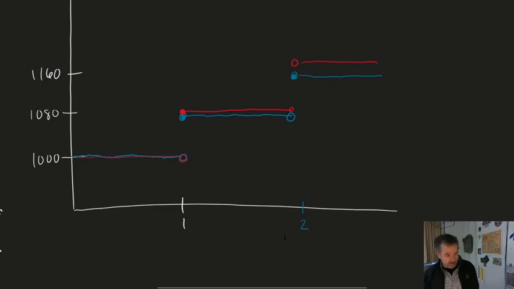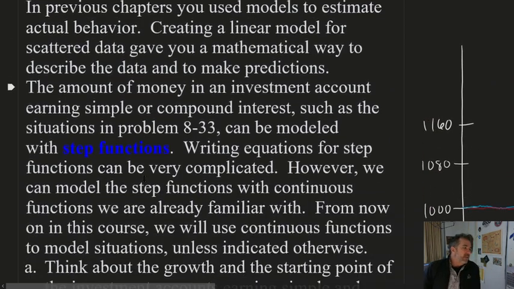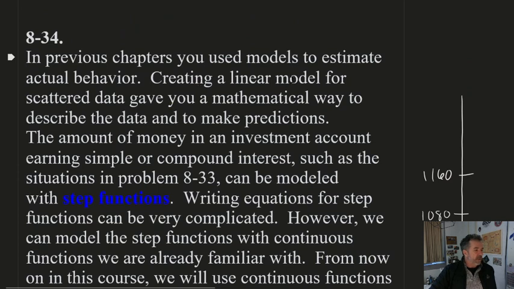So let's just look at what our textbook says about this, and then we'll wrap this up. So the textbook says, this is just reading from question 34. It says, in the previous chapters, you used models to estimate actual behavior. Creating a linear model for scattered data gave you a mathematical way to describe the data and to make predictions. The amount of money in an investment account earning simple or compound interest, such as the situation described in problem 33, can be modeled with a step function. Writing equations for step functions can be very complicated.